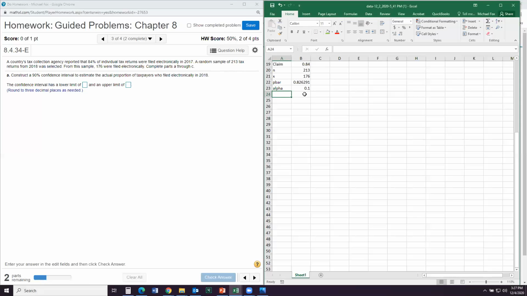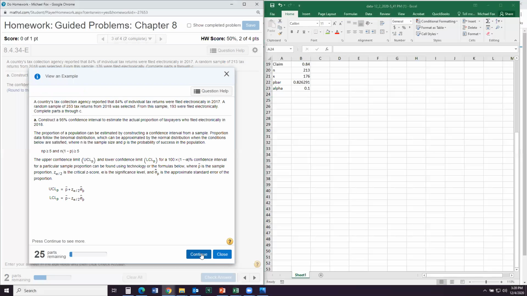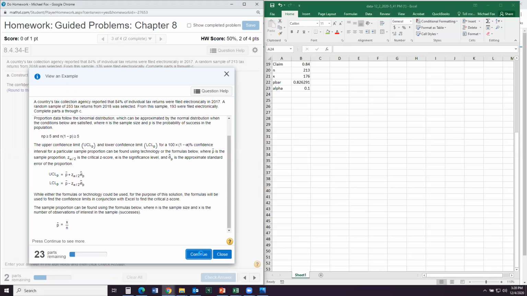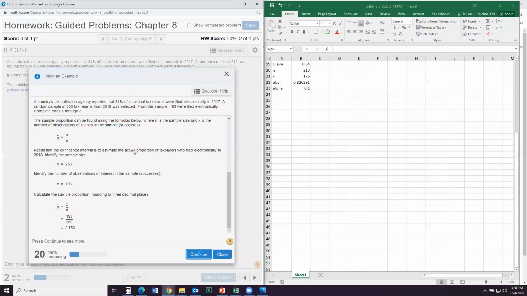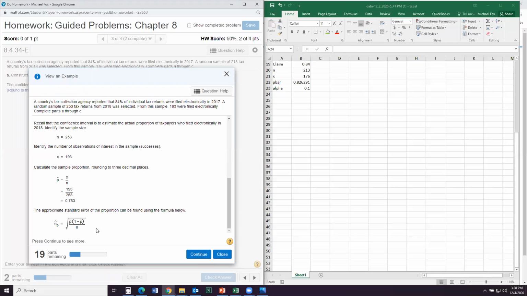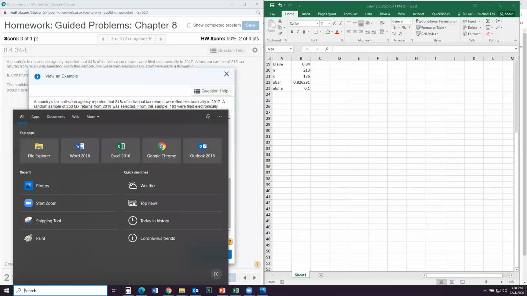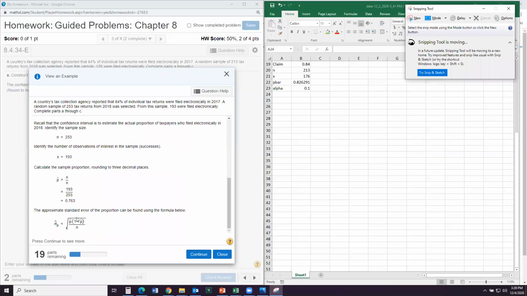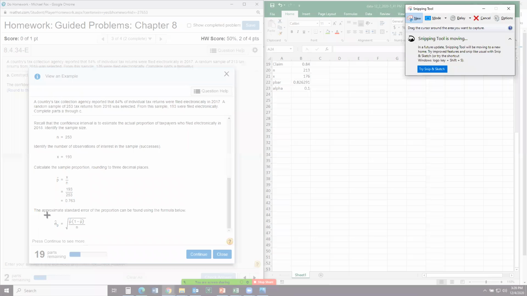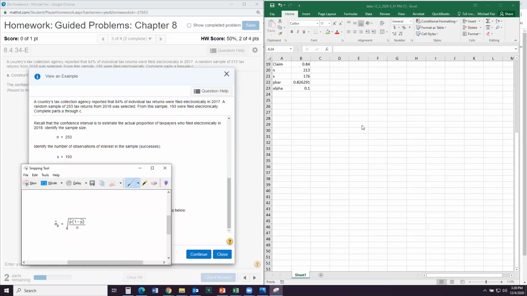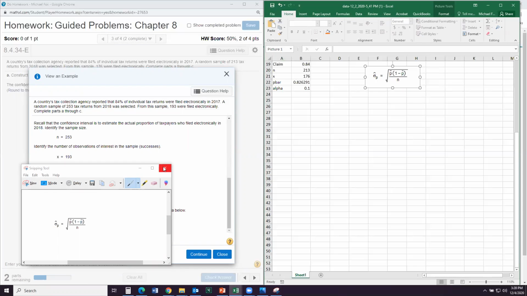So in order to figure the answer out, I need to figure out the standard error of the proportion. So you can look in your book for that formula. A lot of times I just go to question help and go to view an example. And if we skip and get into it a little bit, we'll see that our standard error of the proportion formula is right here. So what I like to do, which you don't have to do, is use the snipping tool and just take that formula right there, copy it, paste it. So now I have it over here in my Excel worksheet to make it easy to work on.